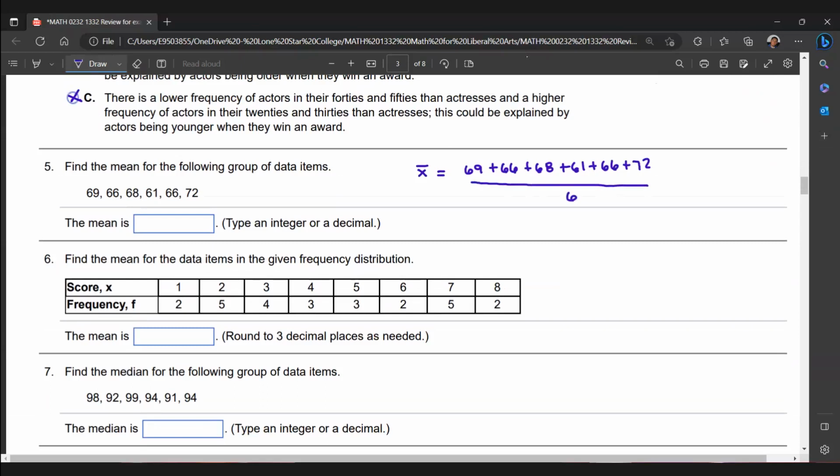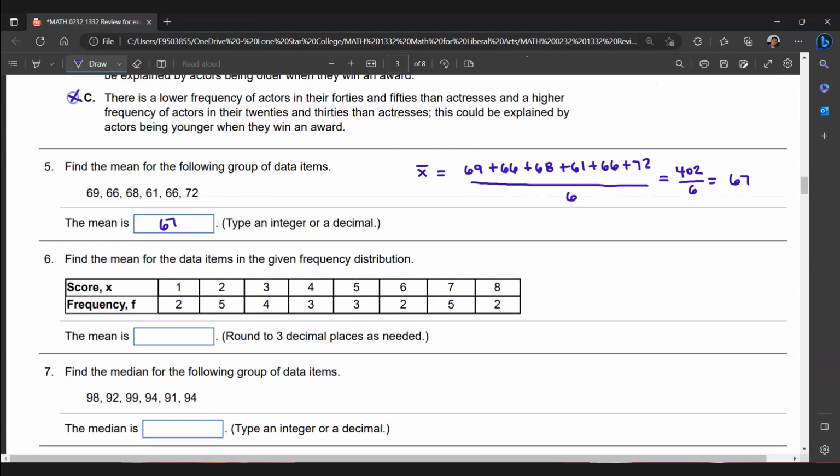So in that case, well, let's do the sum first. 69 plus 66 plus 68 plus 61 plus 66 plus 72. That is 402. First do the sum and then divide by 6. And we get 67. So the average, also the mean, the average data item is 67.